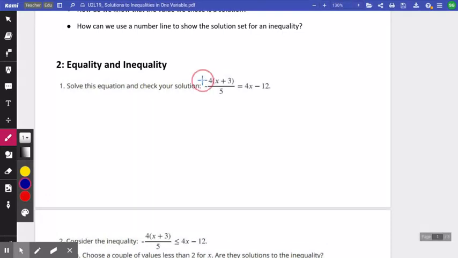I'm going to point out that there's a negative sign right there. It's really tiny. I almost missed it myself, and I want to make sure you don't miss it. Go ahead, pause the video now and see if you can solve this equation.